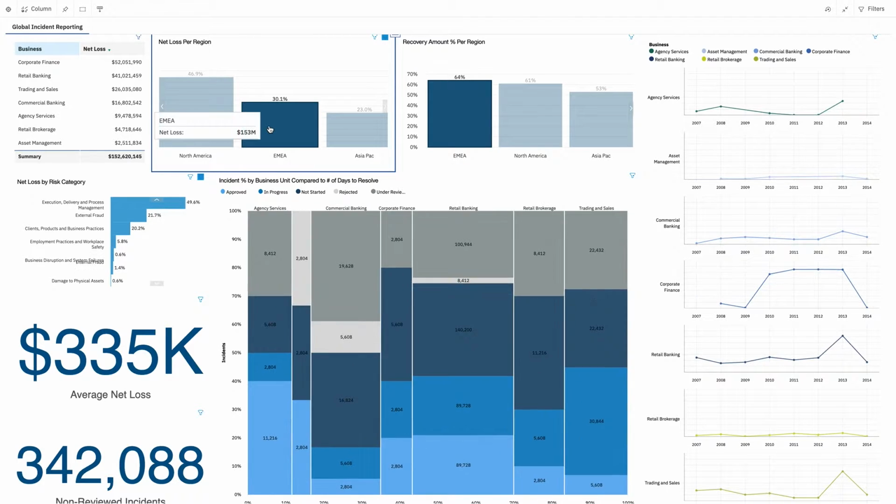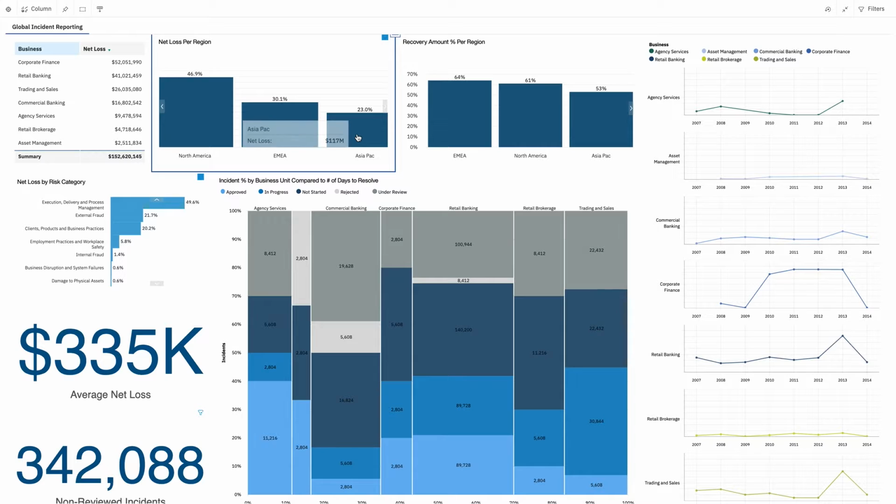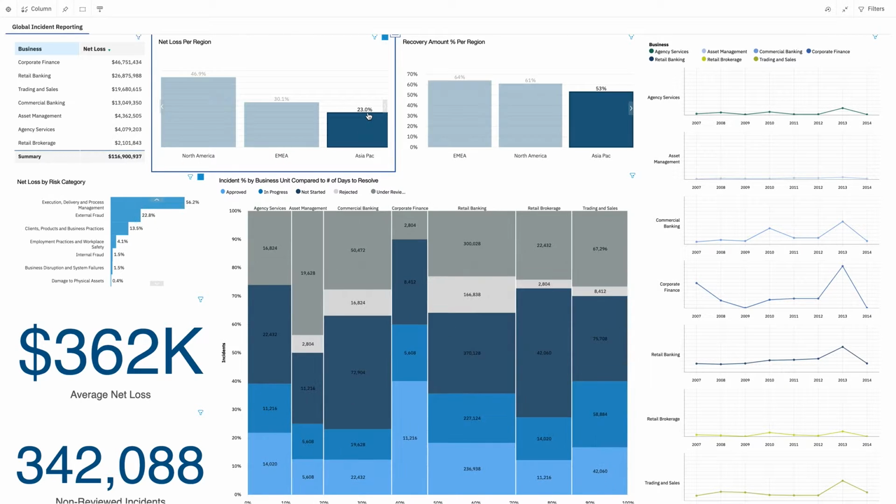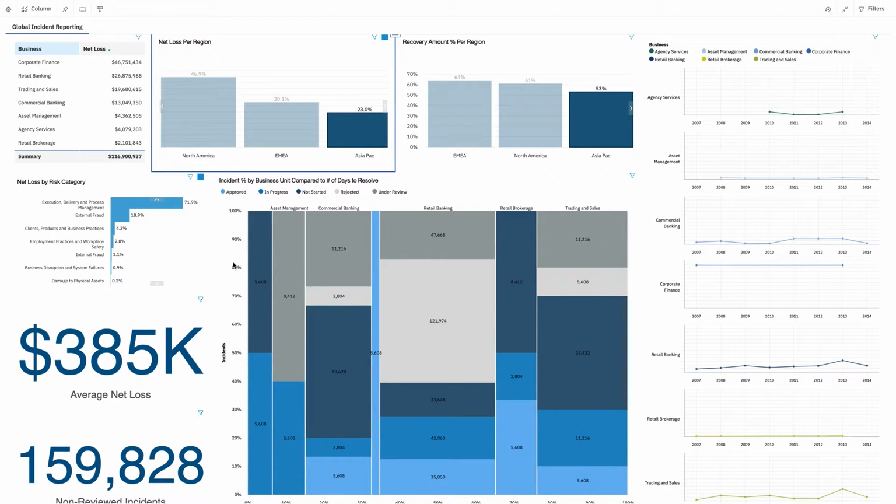Switching over here to the EMEA region, you can see that they own about 30% of the entire net loss for the company, with an average of $335,000 per incident of net loss. And finally, clicking on Asia Pacific, you can see that they own 23% of the entire net loss, with an average net loss per incident coming in at about $385,000.